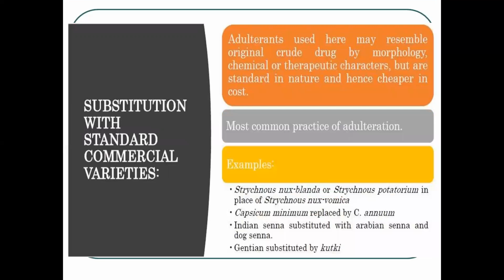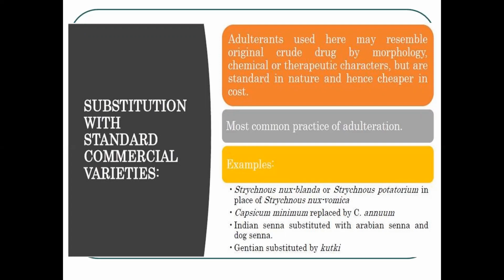So now first one is the substitution with the standard commercial varieties. Standard commercial varieties means जो मार्केट में standard commercial varieties आ रही हैं उन्हीं से आप substitute कर रहे हो. Adulterants used here may resemble original crude drug by morphology, chemical और therapeutic character से मिलते हैं, but are standard in nature and hence cheaper in cost. Cheap सब standard होते हैं. ये most common practice है adulteration की.